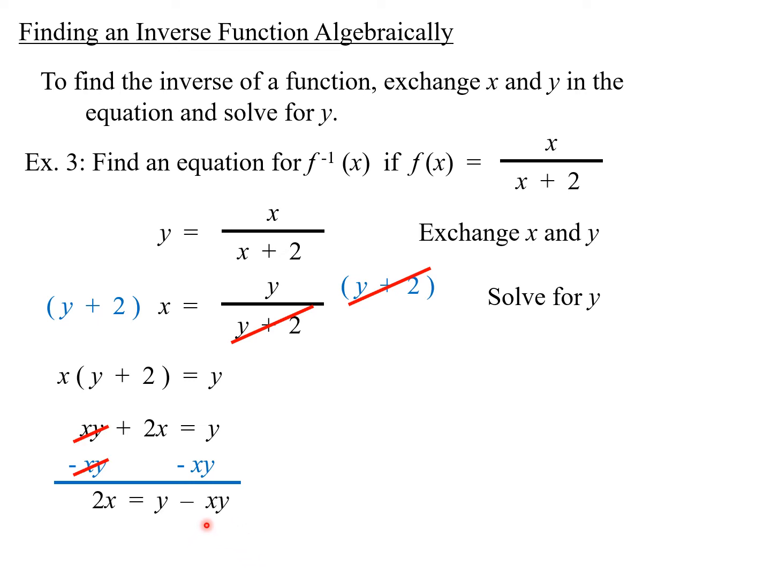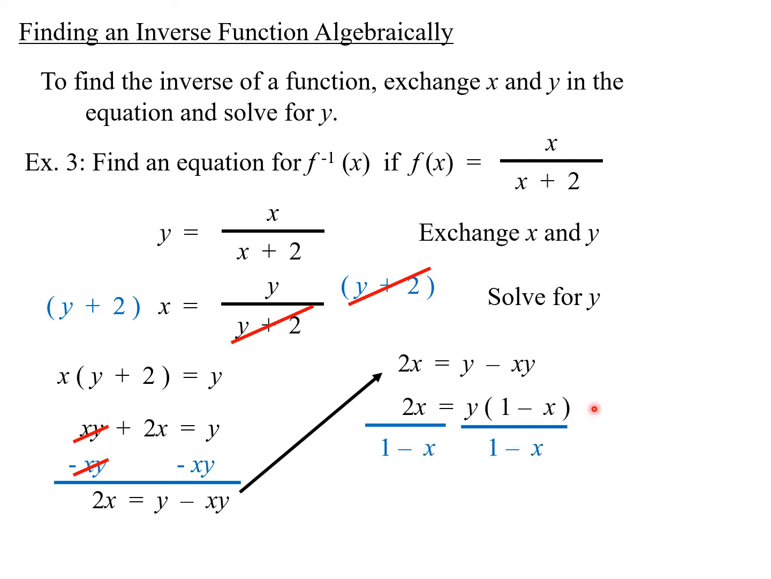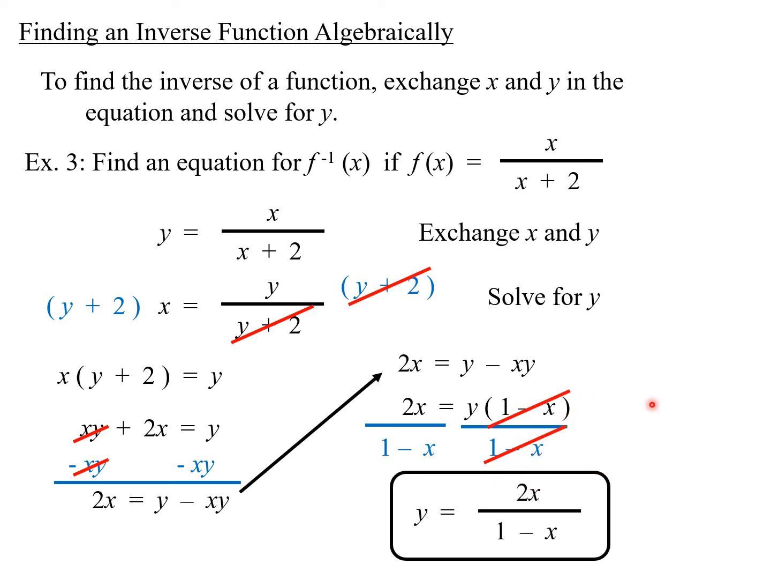We get this, moving that up here. Now I'm going to factor out the y. Factor out the y, and then finally divide by 1 minus x. After canceling the stuff on the right side, we finally get an equation for y. So y equals 2x over quantity 1 minus x, and that is the inverse.